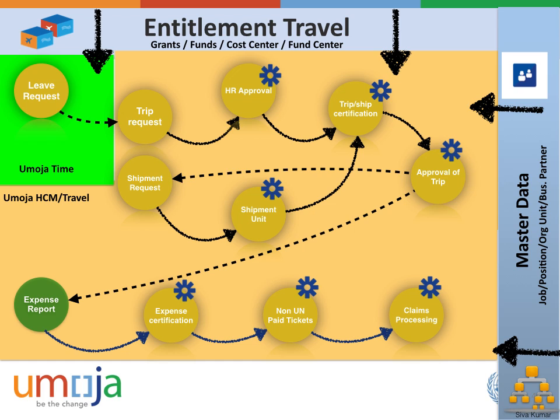requested. It goes for the HR approval, certification, and actual trip approval. And the shipment again is requested by the staff member or the administrative staff. Then it goes to the shipping unit, and from there it goes to the certification. And that's the request part of the process. And then it is followed by an expense report after the trip is completed. And the expense report can, especially in official business travel, if there is a deviation, go to the recertifications based on certain criteria.